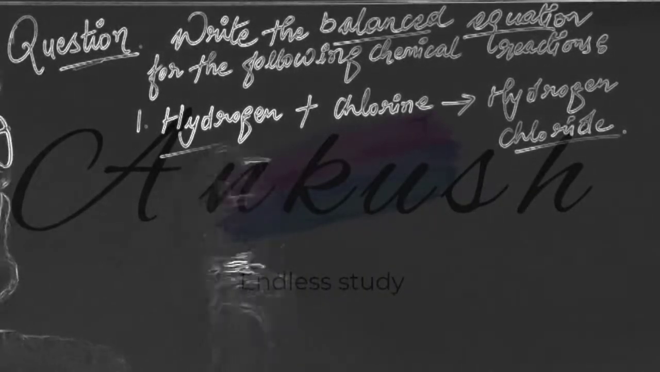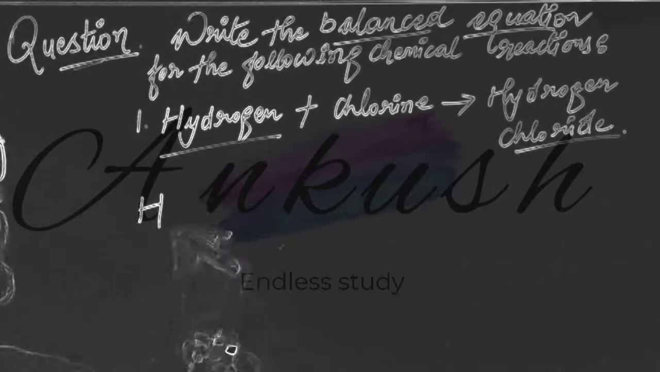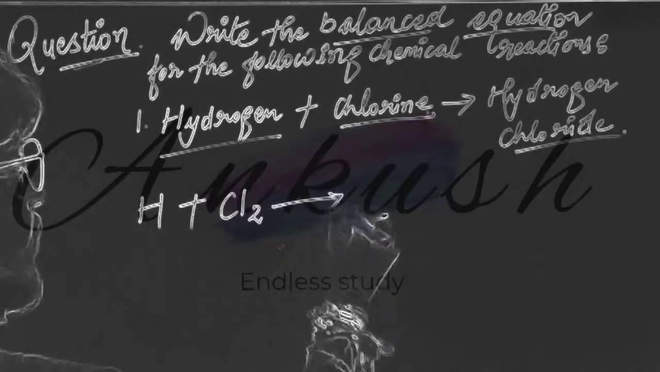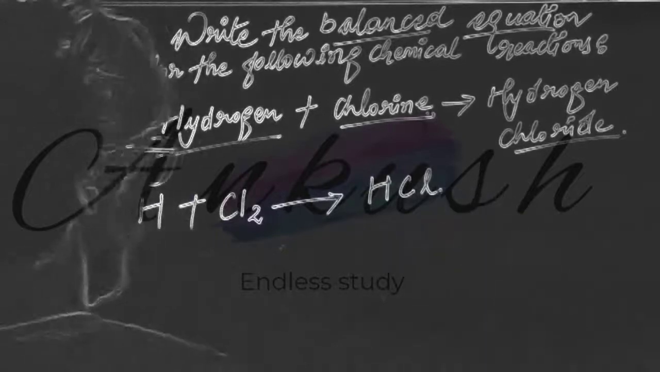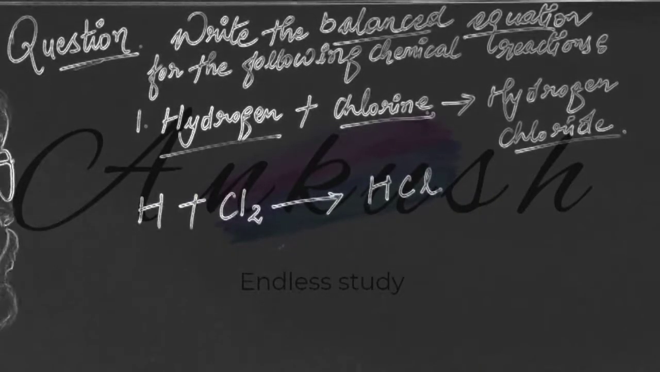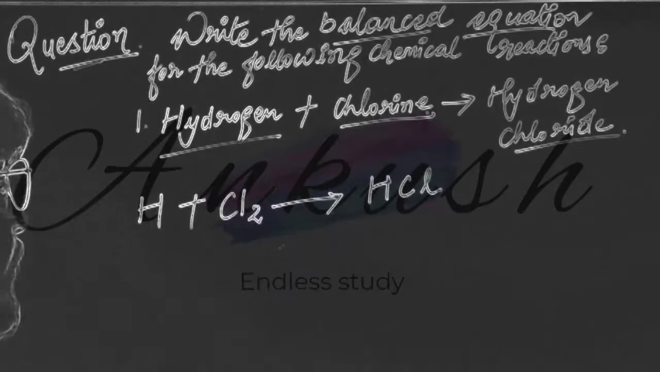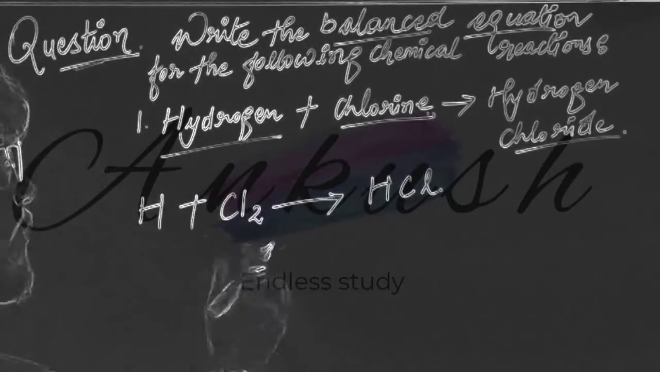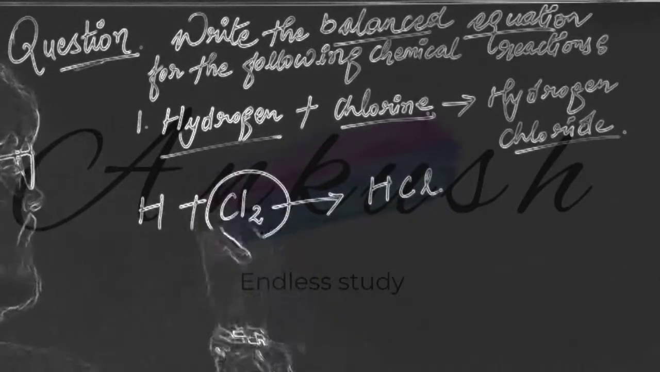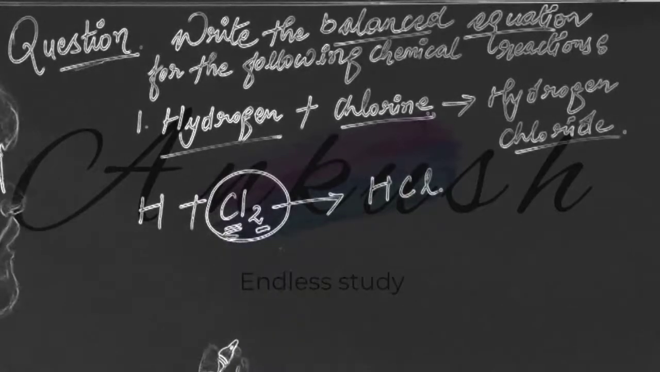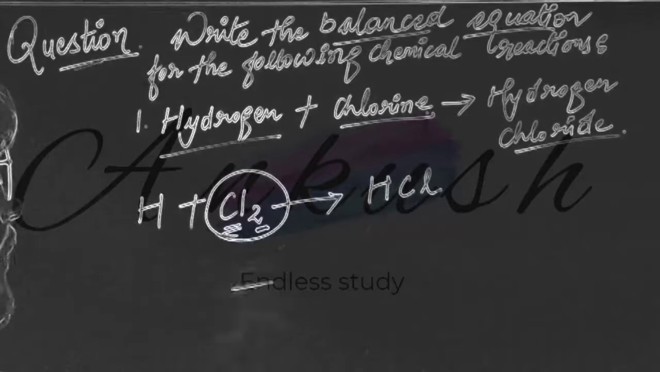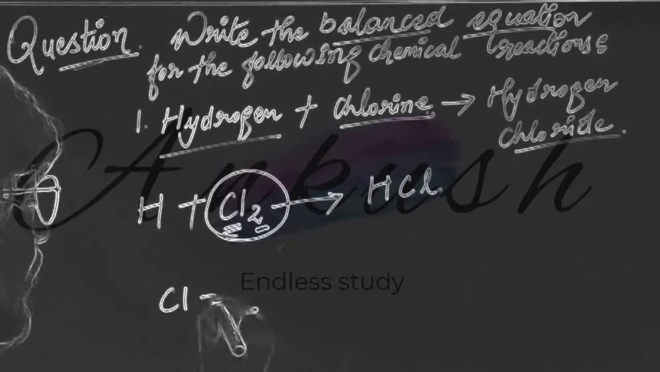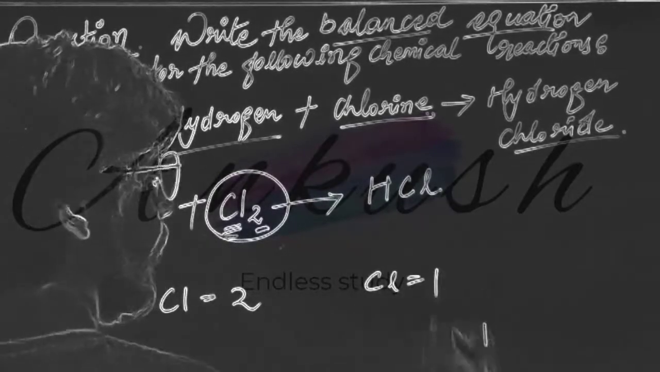So first of all, our element is hydrogen, H, plus chlorine. Chlorine is a gas, that is Cl2, which gives HCl. The very first thing we have to do, as per the rule I told you in our previous video, is to see the element or compound having the maximum number of atoms, and it's very easy. Here we can see that chlorine is having 2 atoms. Here hydrogen 1, hydrogen here also 1, and here chlorine 1. So the maximum atoms we have are of chlorine. Here chlorine is 2 and here chlorine is 1.